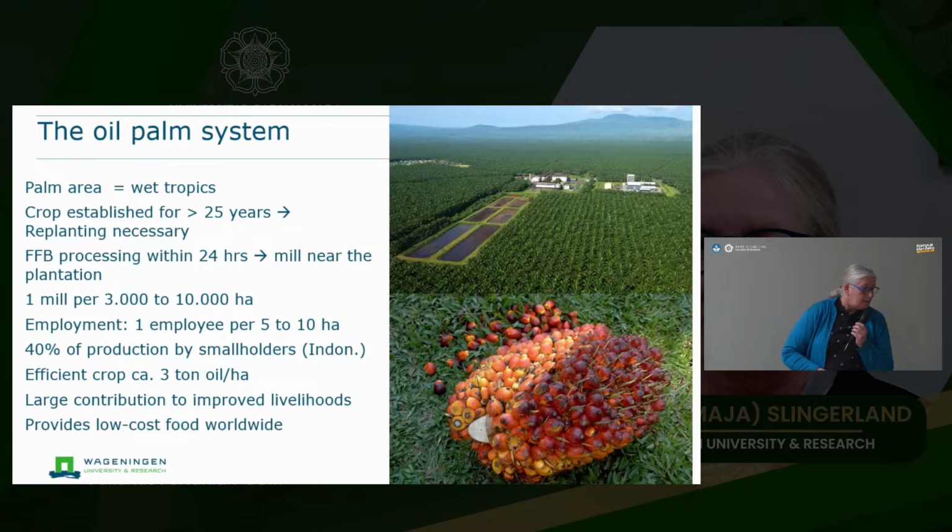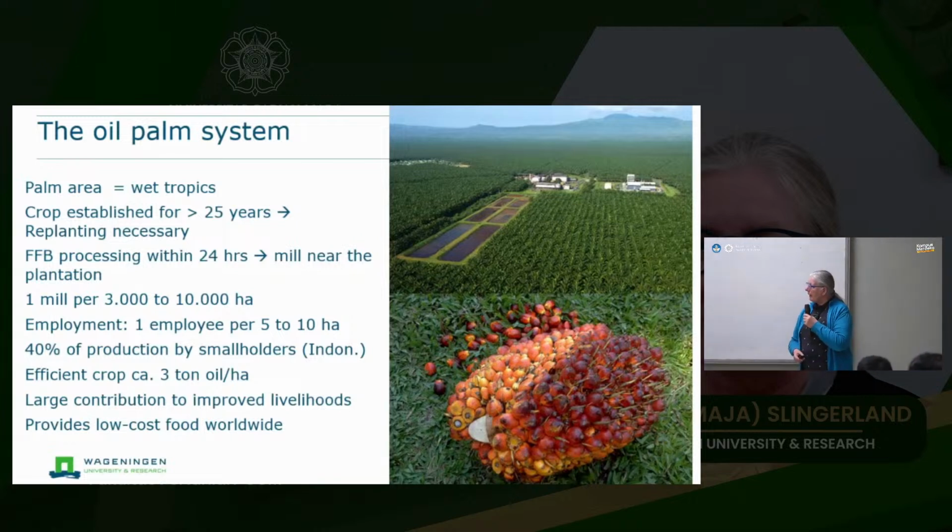And then the crop is quite efficient. It gives about 3 tons of oil per hectare, which is about 6 times more than soybean or rapeseed. So it's a really efficient crop for land. And then it provides a good livelihood for farmers. People earn about 5 to 10 times more than they do from rice, and they need less labor.